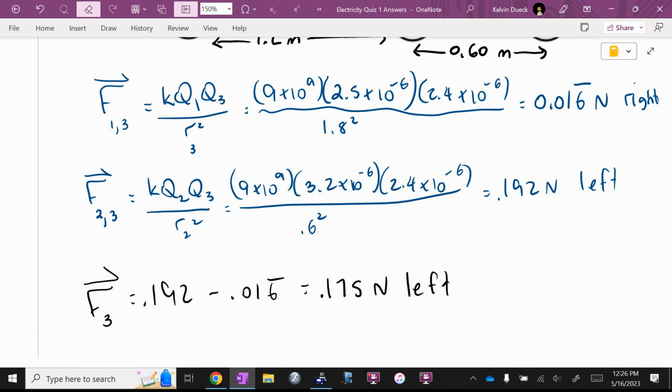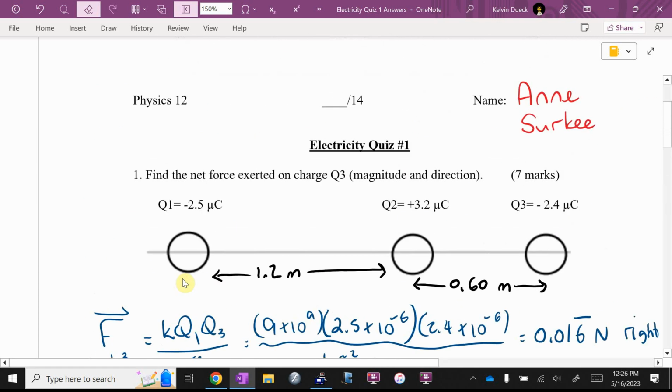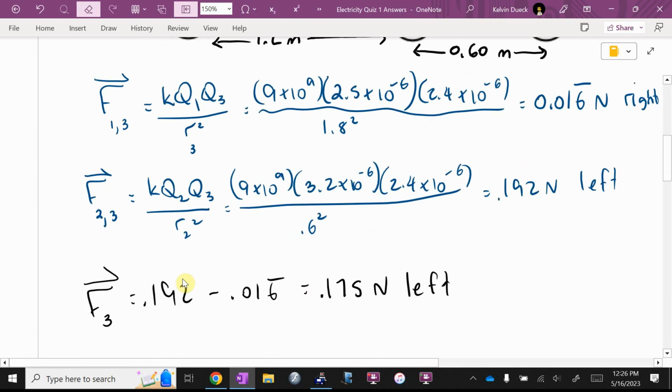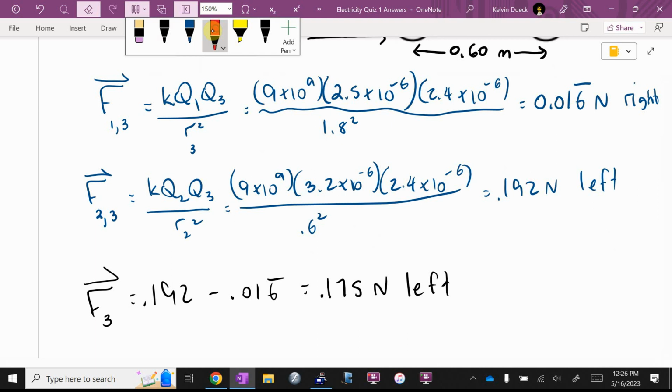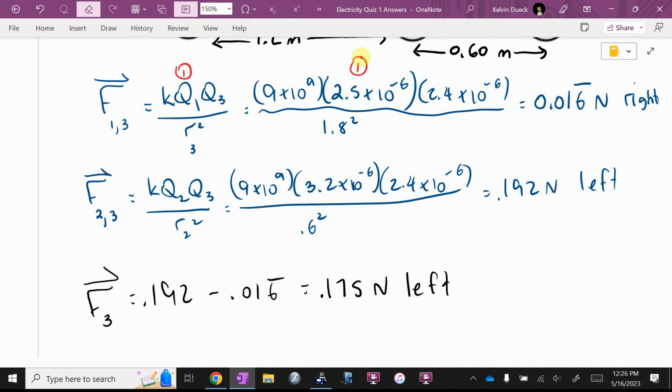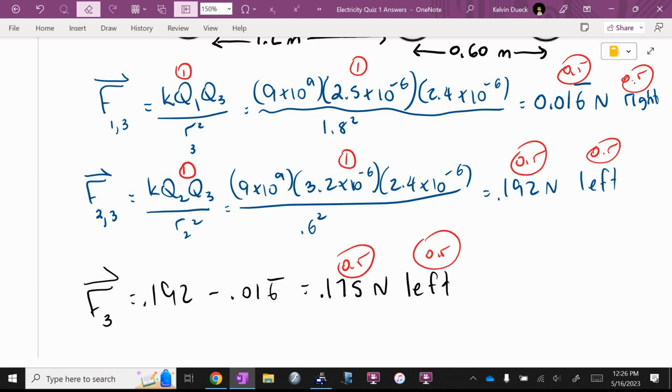Is that right? This is worth 7 marks, I think. If you got it right, you got 7 out of 7. Otherwise, I would give you 1 mark if I saw that, 1 mark for the numbers, 1 mark for the answer. What I would actually do is half mark for the answer, half mark for the direction, 1 mark, 1 mark, half mark for the magnitude, half mark for the direction, half mark for the magnitude, half mark for the direction. Your 7.